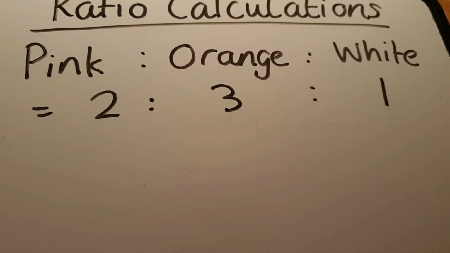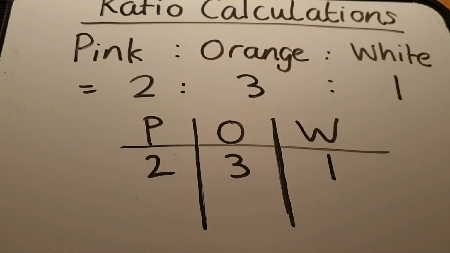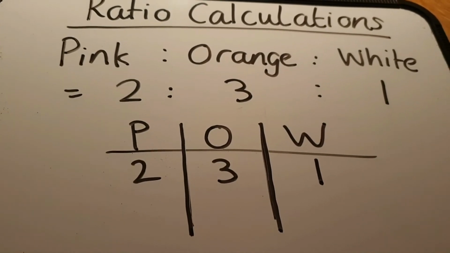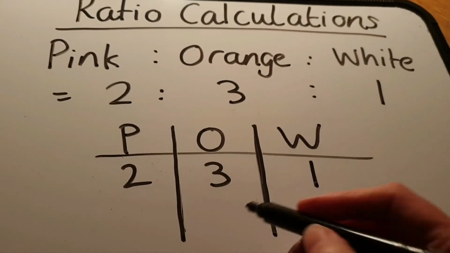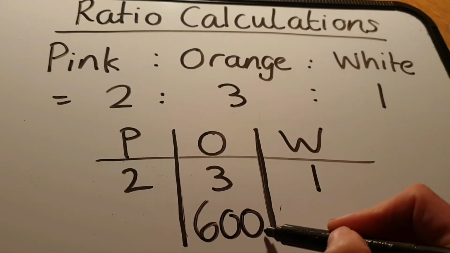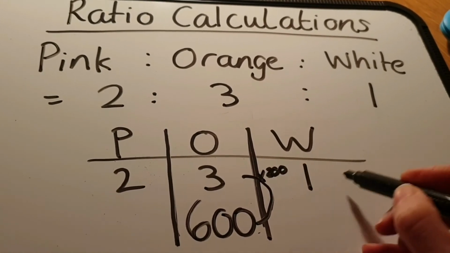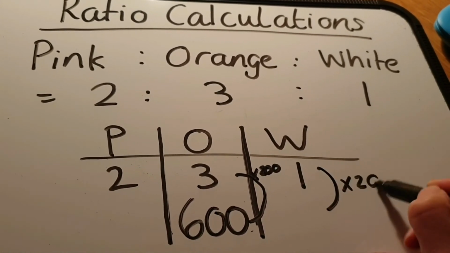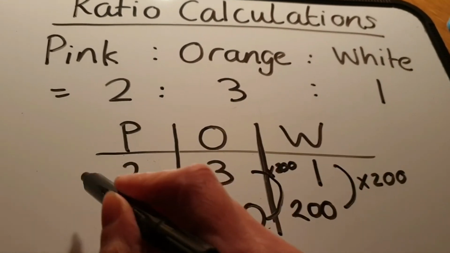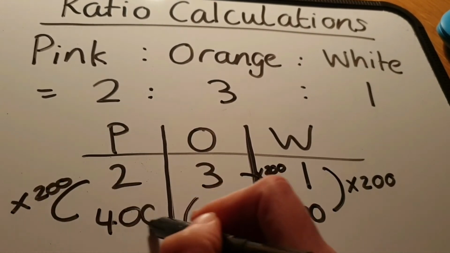Okay, so the first thing we'd do is set up a table. So I've just made a table with pink, orange, white, 2, 3, 1 to represent the ratios. Now I said there was 600 millilitres of orange paint, so the 600 has to go in the orange column. Now how do you get from 3 to 600? You multiply by 200. So we have to multiply the other ones by 200 as well. 1 times 200 is easy, that's 200, and 2 times 200 is 400.